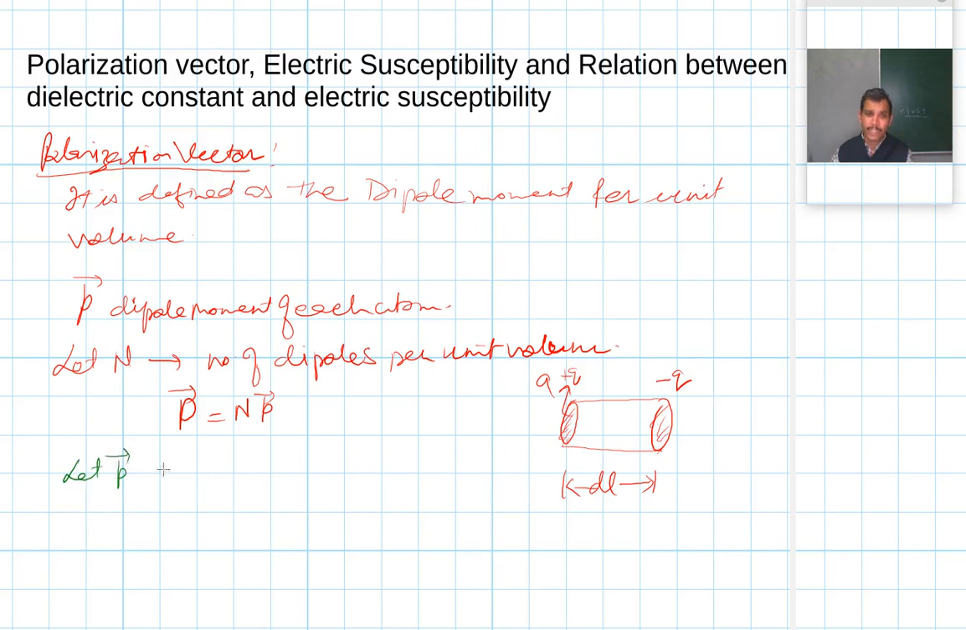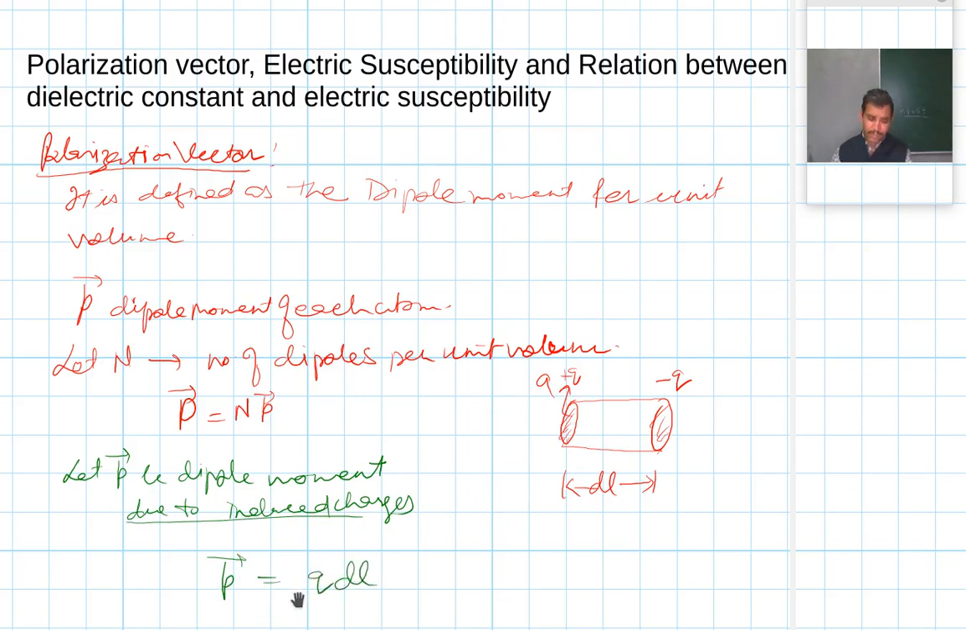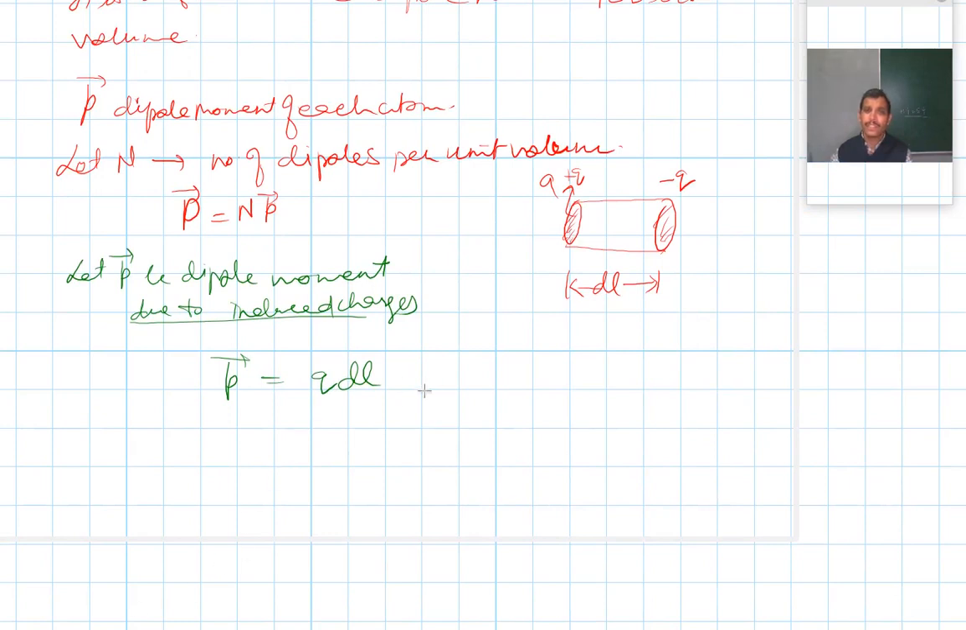This is another way to look at it. Say small p be the dipole moment due to induced charges. This is the dipole moment because of the charge induced here, and dl be the length, then this small p can be written as q dl. Or simply, let me represent this p as q dl. This is another way to look at it, right?